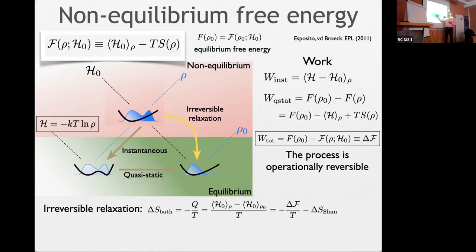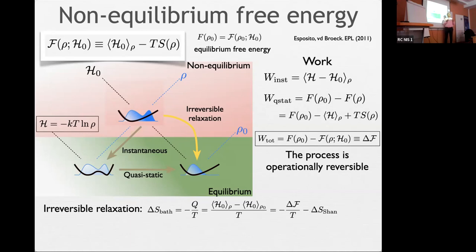If you want to go from here to here, you have to do work, because from here to here is irreversible. And from here to here, you don't do any work, but you don't extract work. You don't do anything. There is only heat and entropy production. Okay. And now think of this transformation.